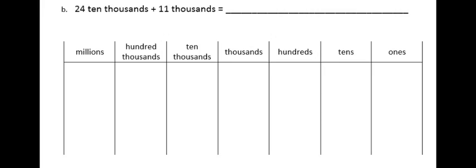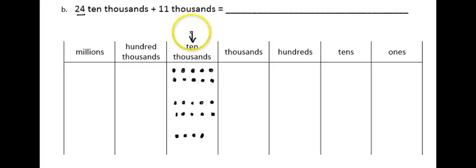This time I'm going to start by drawing 24 10,000ths. So I start in my 10,000ths section and I'll draw 24 place value discs. So that would be 2 groups of 10 and a group of 4. Next, I need to draw my 11 thousandths. So I move to the thousands section and I'll draw 11 discs.